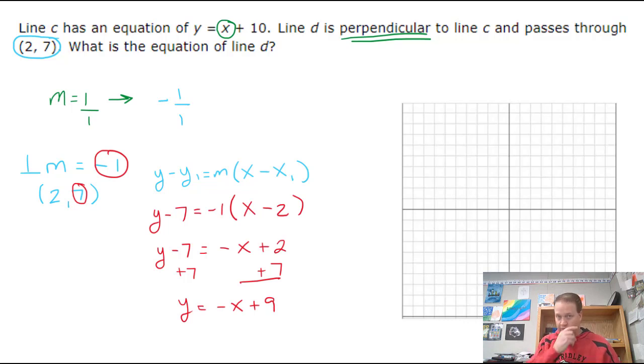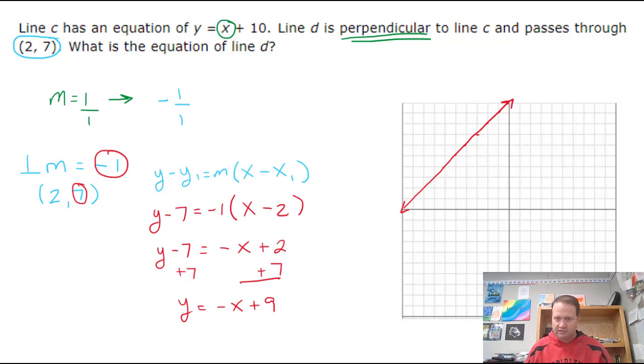Let's take a look at how to do that with a graph. The first thing we can do is graph this line, y equals x plus 10. It starts up 10: 1, 2, 3, 4, 5, 6, 7, 8, 9, 10. It goes all the way up there, and it's got a positive 1 slope. That's the line right there, and I'll try and sketch it as best I can. There it goes. And the perpendicular line to that goes through (2, 7).